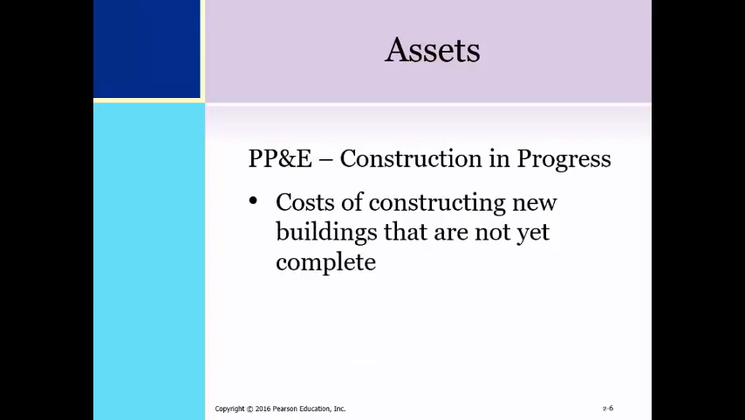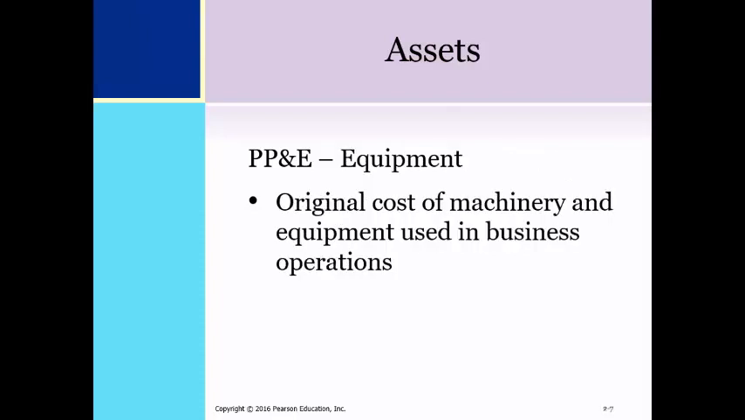Many companies will construct their own assets, including new buildings. All of the accumulated costs for these assets are held in an account called construction in progress until the assets are completed and placed into use. Equipment used in the business is reported at the original cost of the machinery and includes many items such as centralized computer systems, equipment, and furnishings for offices, delivery trucks, etc.